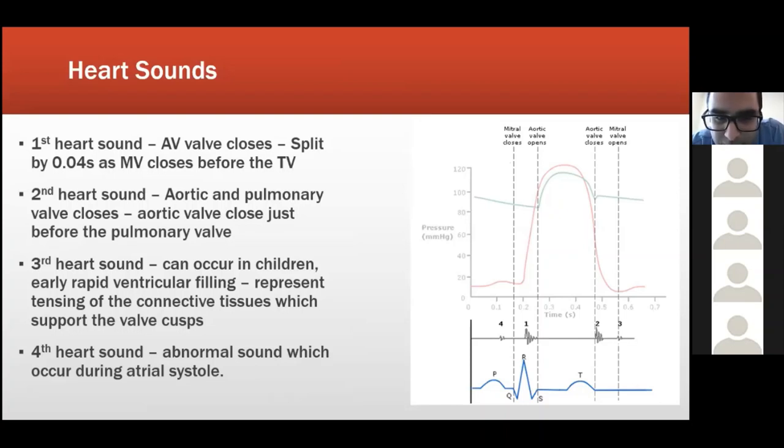The third and fourth heart sounds are sounds that we need to know. Third heart sound can occur in systolic heart failure due to tensing of the chordae tendineae which support the atrioventricular valves, and can make the ventricles overly compliant and therefore cause rapid ventricular filling. And the fourth heart sound occurs when you have reduced compliance of the ventricles, and increased resistance, and therefore normally occurs shortly after atrial systole. That can be seen more so in diastolic heart failure.